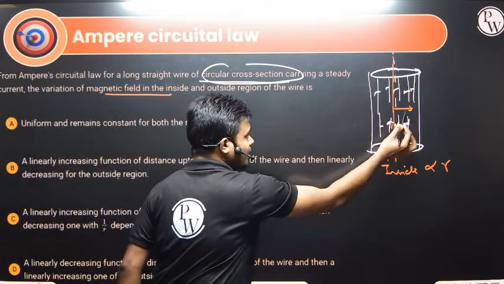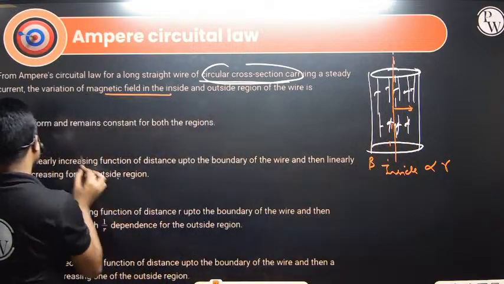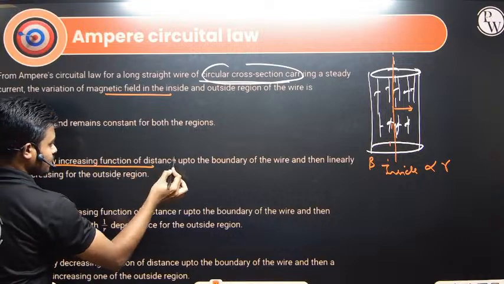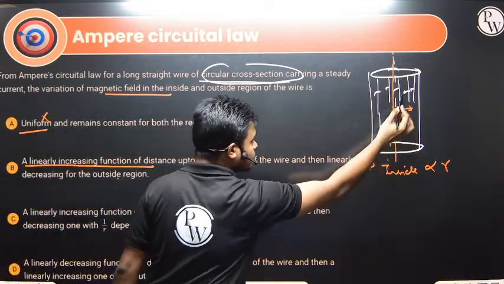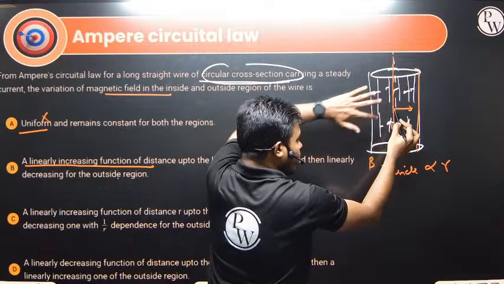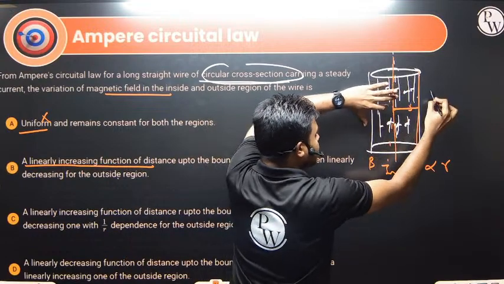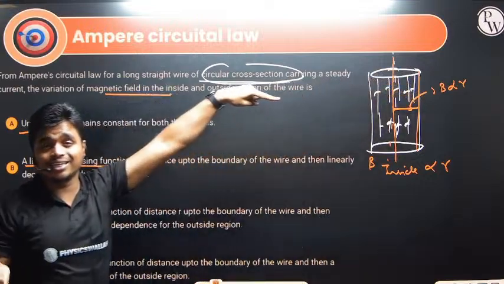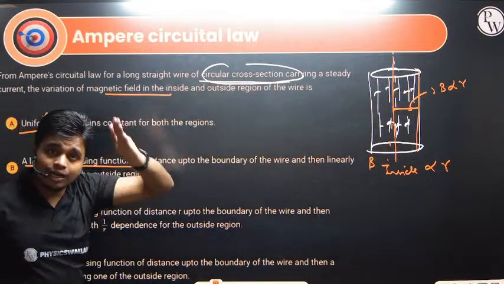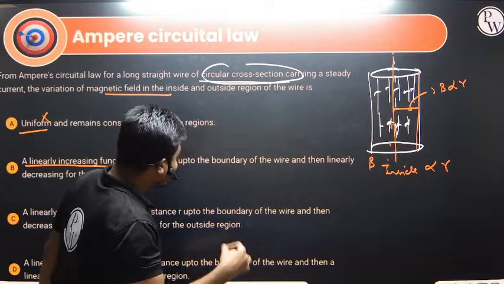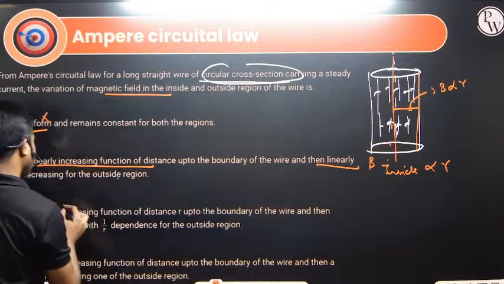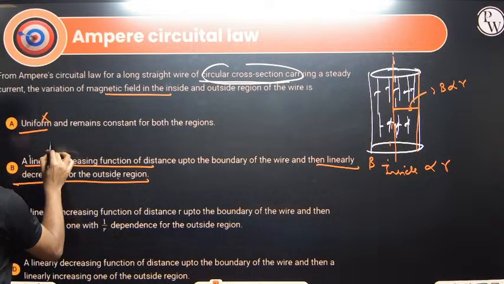Inside region and outside region of the wire. Inside region, it is not uniform, it is proportional to r. A linearly increasing function of distance up to the boundary of the wire. Yes, so this is the boundary of the wire. From this point to this point it will linearly increase, that is B is proportional to r, and once we come outside the wire it will be inversely proportional, so it will decrease. So the answer is option B.